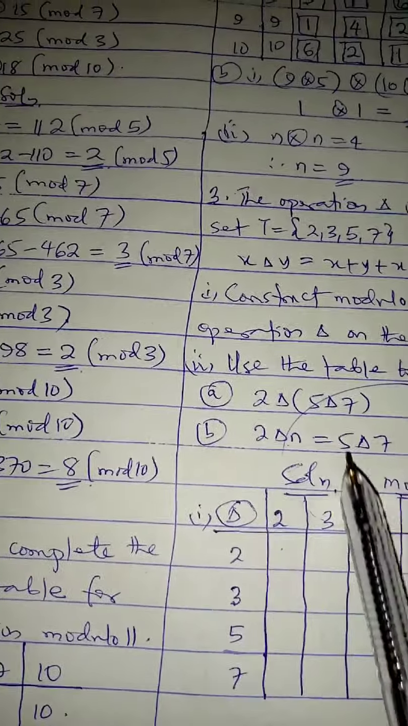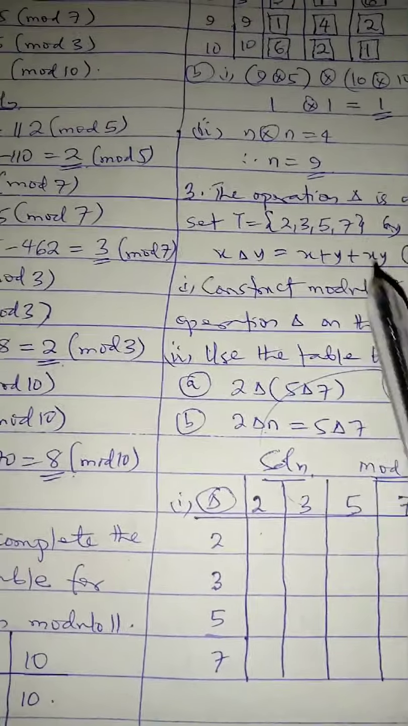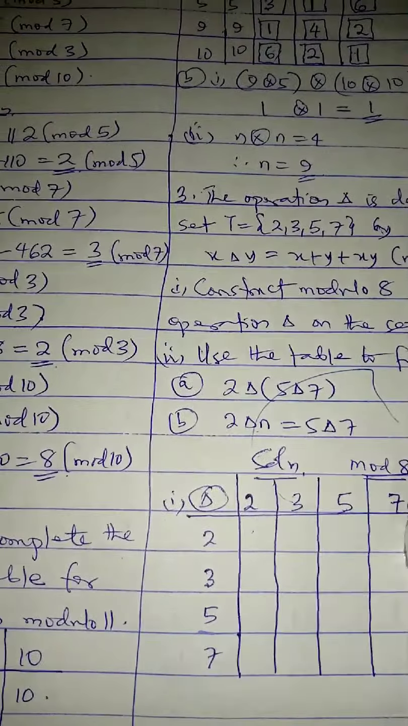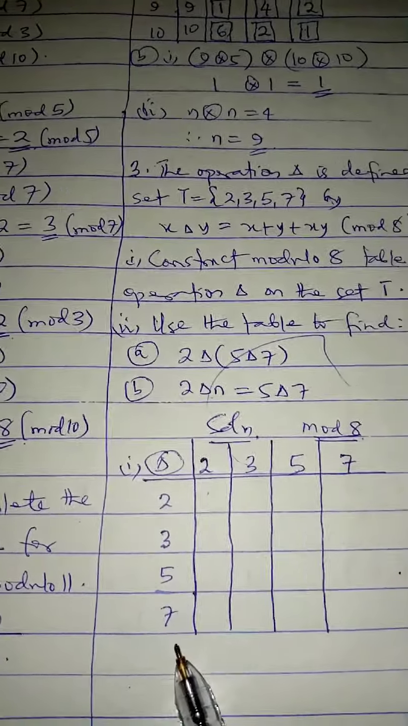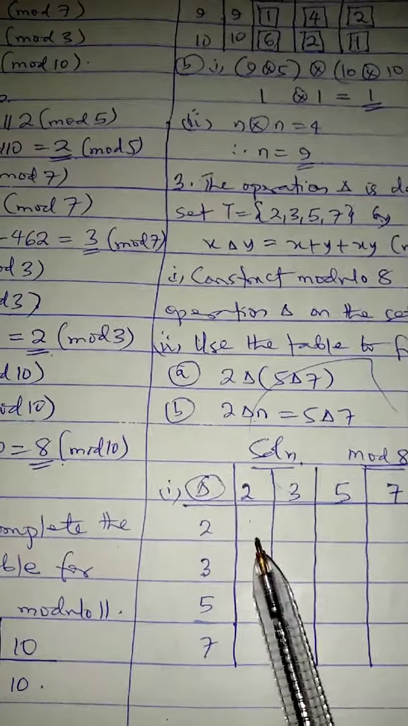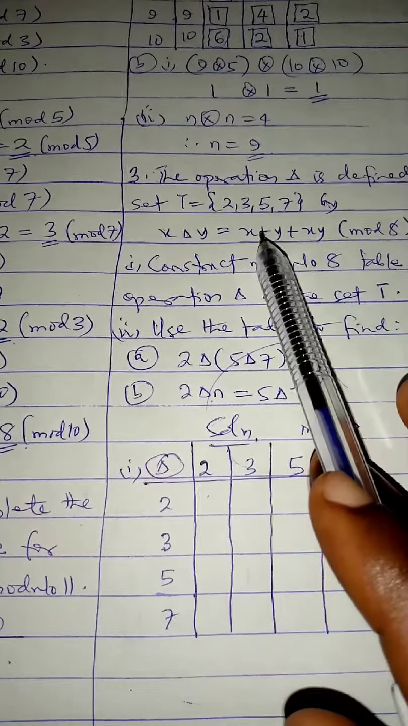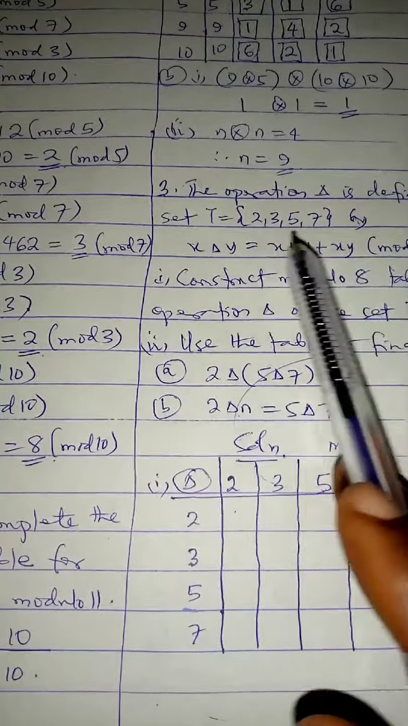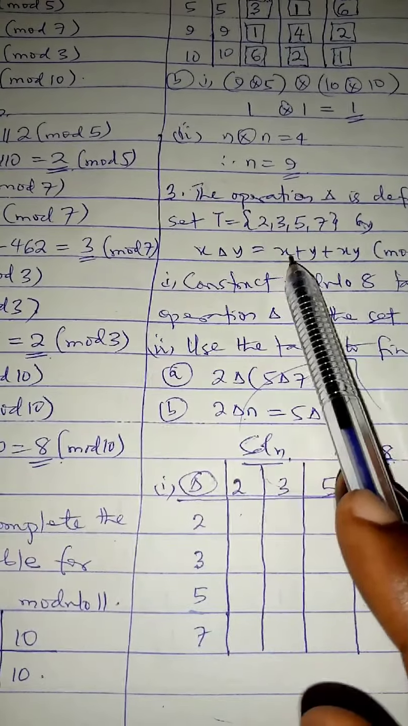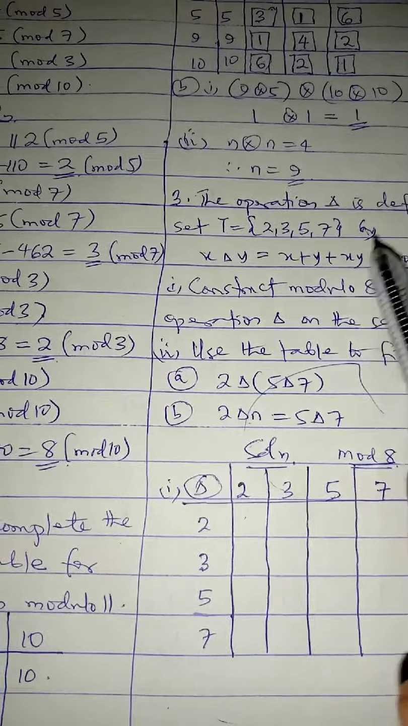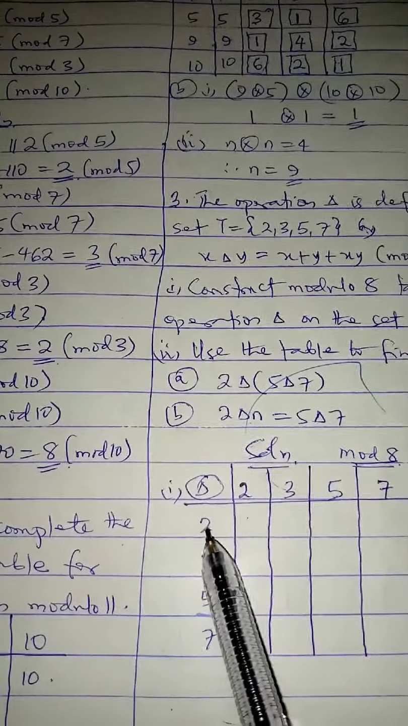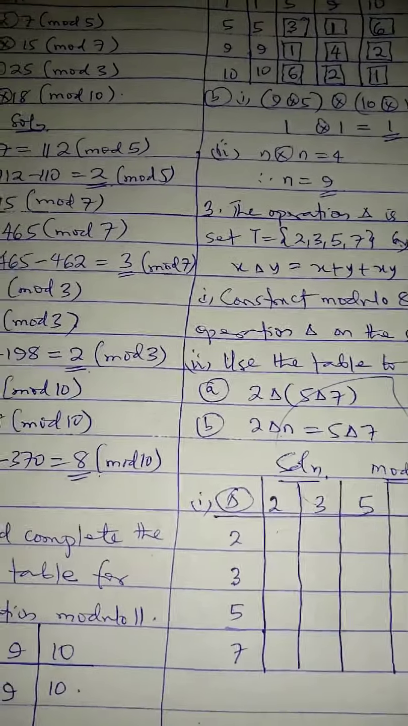After you've done that, you make your table with this set of numbers given. Put some at the top, put some vertically like this. Then we want to fill all this. How? See the formula given for you to use. x triangle y is x plus y plus xy. Now start with this 2 triangle 2.